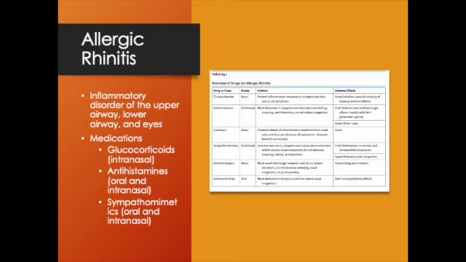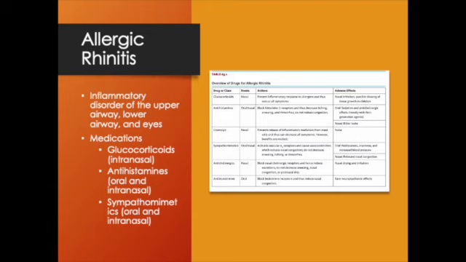Now, there are several drug classes that can help with allergic rhinitis. Primarily, these are going to be intranasal glucocorticoids, oral or intranasal antihistamines, and we'll use sympathomimetics that come in oral and intranasal form as well. You can see on this chart how they work.